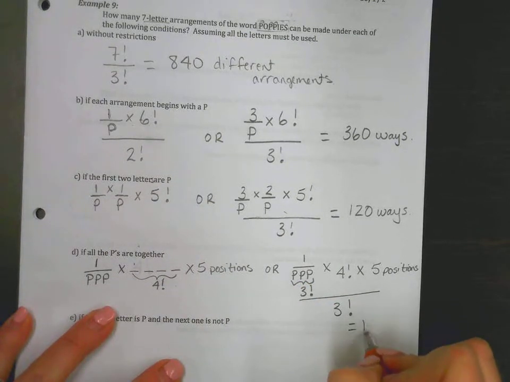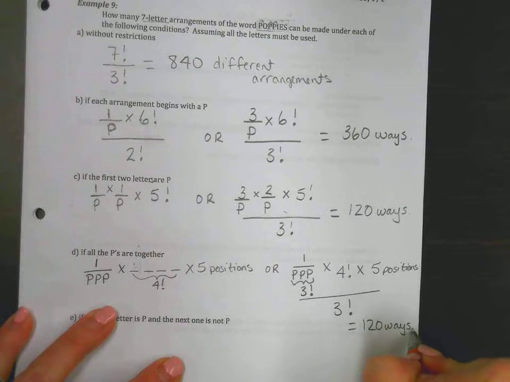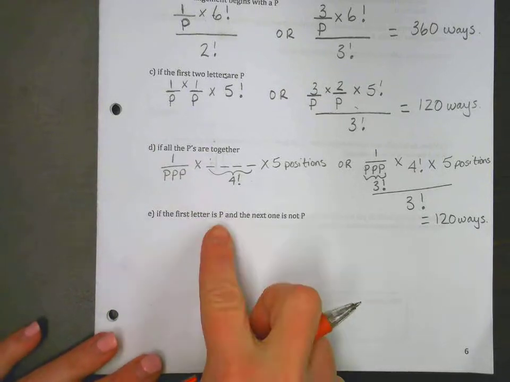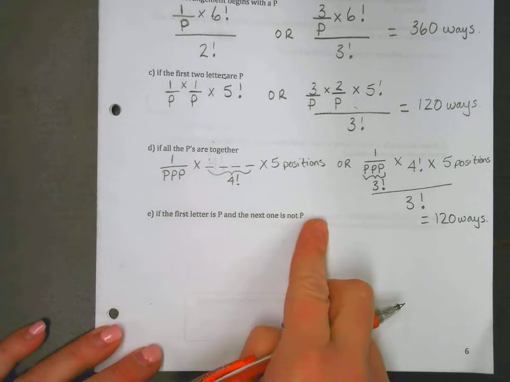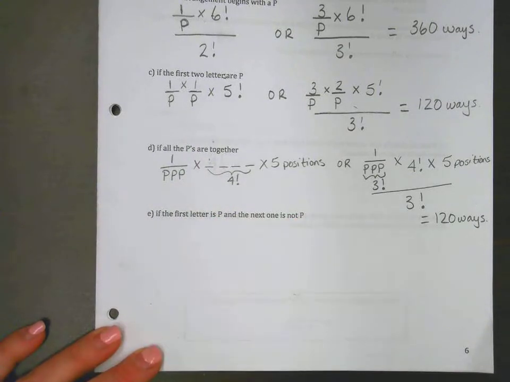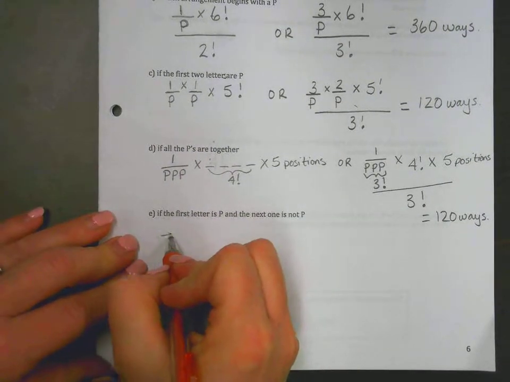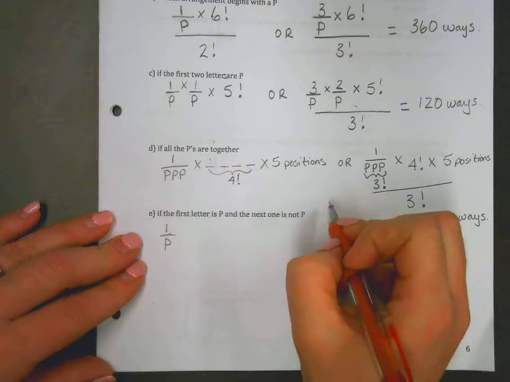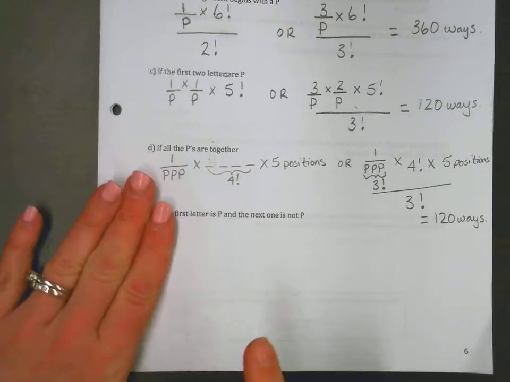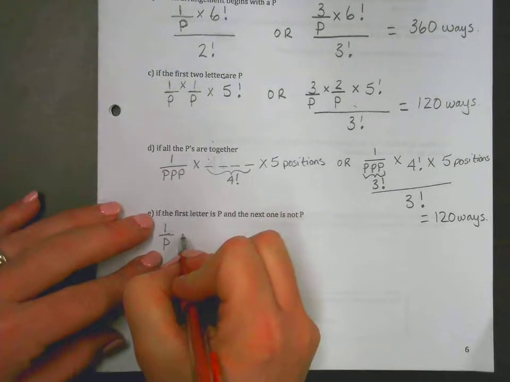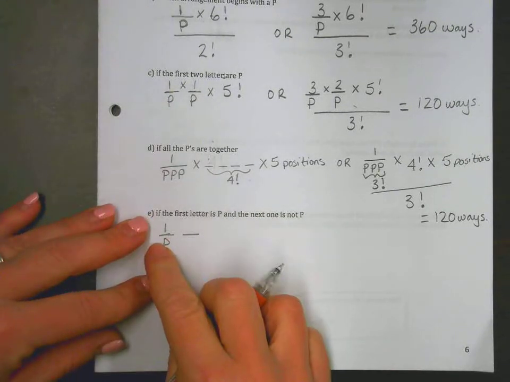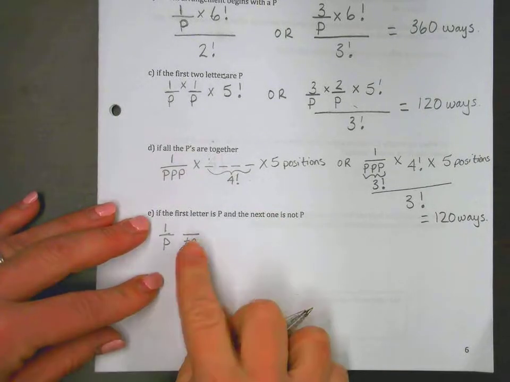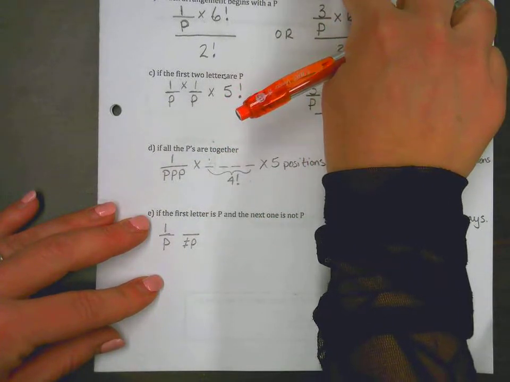All right, and then lastly, if the first letter is P and the next one is not a P, so this is a little bit different. So the first letter has to be a P. So again, I can consider this as a fixed position. I'm taking 1 P out of those letters, that word, and putting it here. It's fixed, it's not moving, it's staying there. Then it says the next letter behind that is also a restriction. It says it cannot be a P. So how many possibilities would go there? The O, the I, the E, or the S. So there's 4 possibilities. And then the 3rd position doesn't matter. The rest of the positions don't matter.